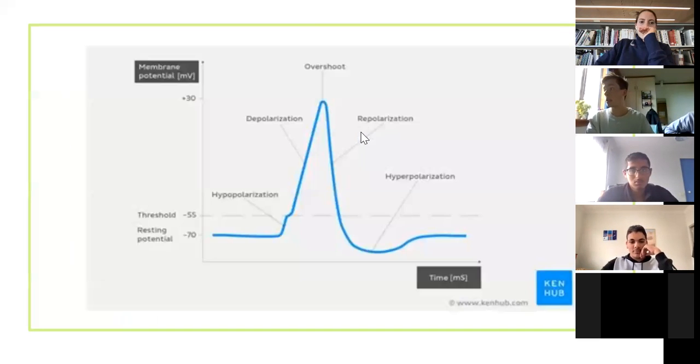So we get this one here. We get the depolarization when it gets to the threshold at -55. We get the depolarization, and then that causes the action potential. The depolarization, the repolarization, and the hyperpolarization.